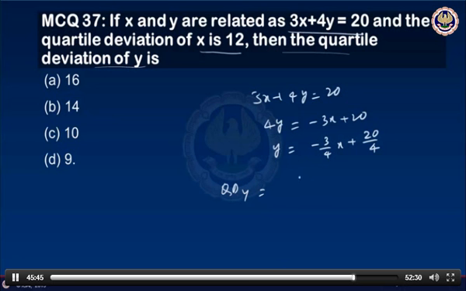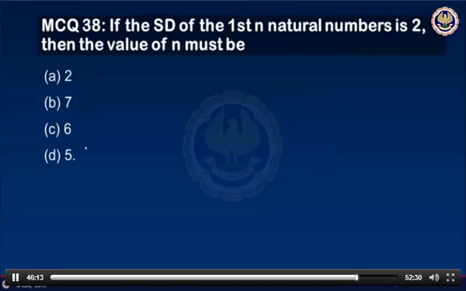Based on the properties, mean deviation, quartile deviation, standard deviation and range are all affected by the scale factor only, not by the origin factor. Based on that, 3 by 4 modulus of the value into 12, and 4 3s are 12, so the quartile deviation of y is 9. Option D is the correct answer.